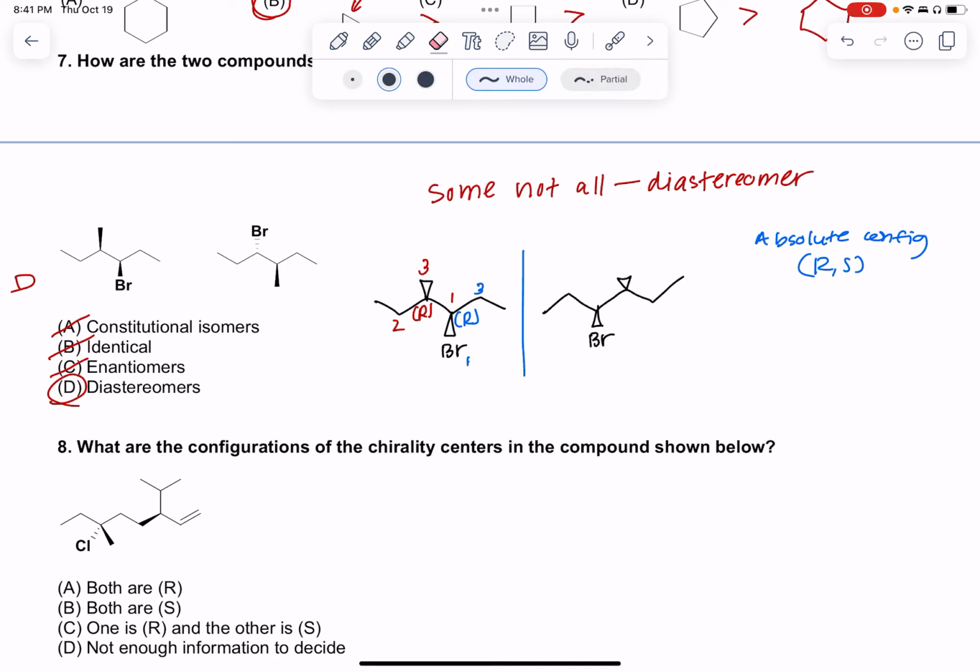Hydrogens in the back. On this side, we've got, let's see, bromine is 1. Then we have 2 here and 3 here, I think. 1, 2, 3. This is S. On the other chiral center, we have 3. This one is 1. This is 2. 1, 2, 3. This is also S.